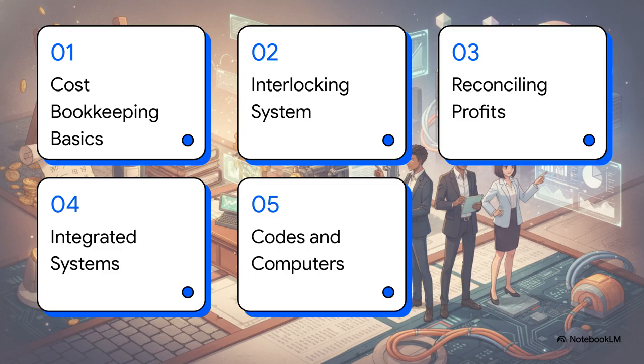Here's our roadmap for today. First, basics of cost bookkeeping. Second, the interlocking system. Third, reconciling different profit figures. Fourth, the integrated accounting system. And finally, account codes and computers.